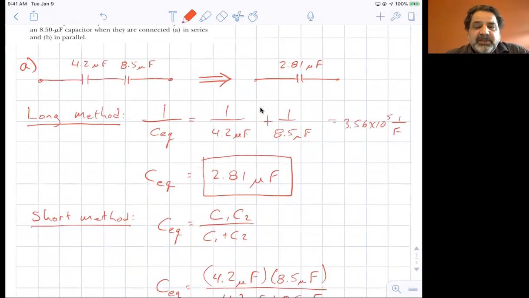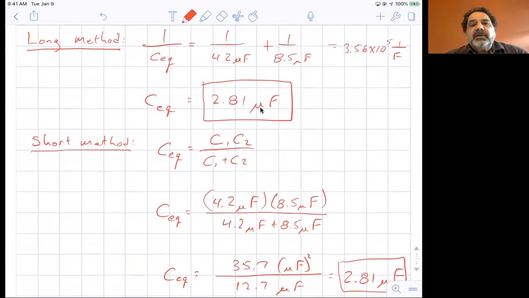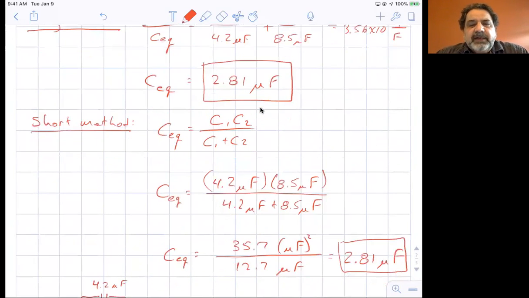Now, that's the long method. That's the book method. I showed you in one of the lectures a shortcut method. C equivalent is equal, and you don't have to take the reciprocal of anything. You just multiply, but multiply and divide by the sum. The problem is this only works when there's just 2 capacitors. You can't use this for multiple capacitors. So the C equivalent is equal to C1 times C2 divided by C1 plus C2, the product divided by the sum.